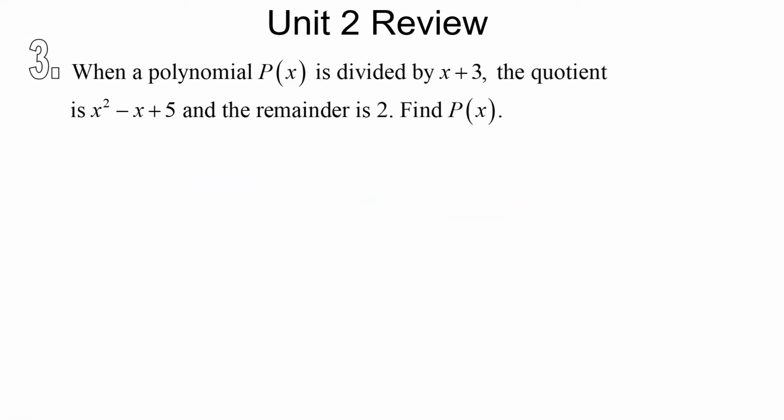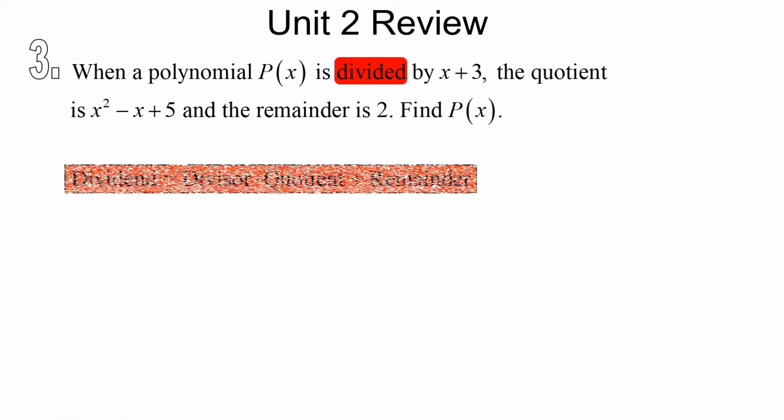Okay, number 3. When a polynomial p of x is divided by x plus 3, the quotient is x squared minus x plus 5, and the remainder is 2. Let's find p of x. Well, if we remember our quotient remainder theorem, because all we're doing is dividing p of x by a linear polynomial. So we're dividing polynomials. Quotient remainder theorem. It's just your definition of elementary division.